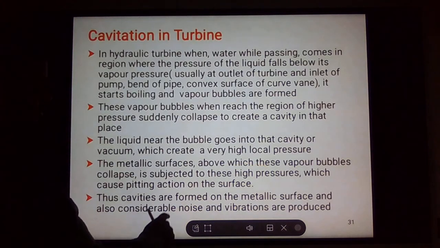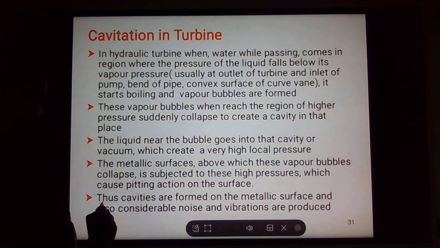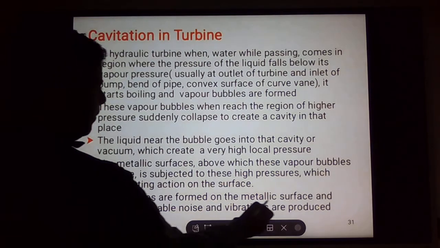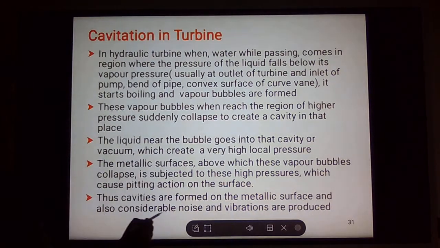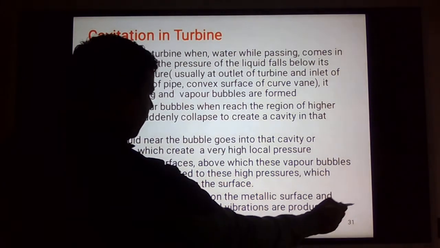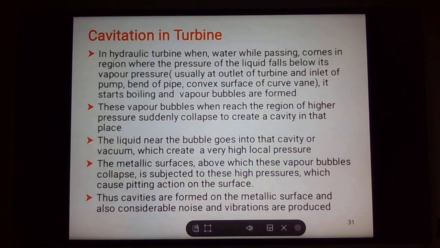The last point is there. Thus, the cavities are formed on the metallic surface and also considerable noise and vibrations are produced. Okay. So now due to this pitting action, the cavities are formed near the metallic surface and will create noise. Due to that pitting action, noise will be created and some vibration will be produced. So this is the harmful effect of the cavitation.